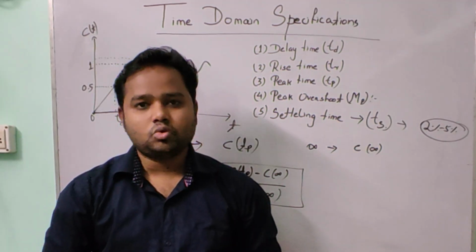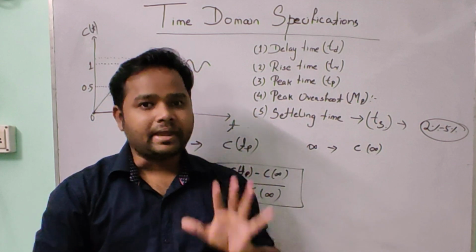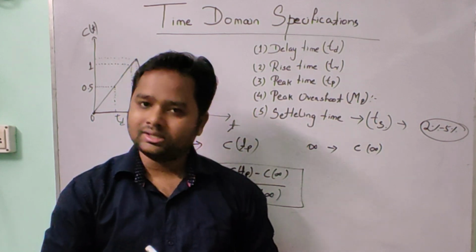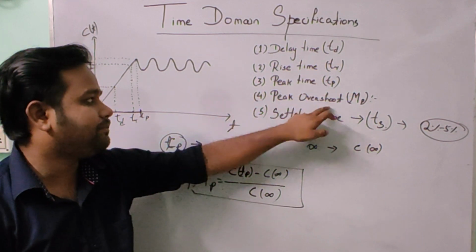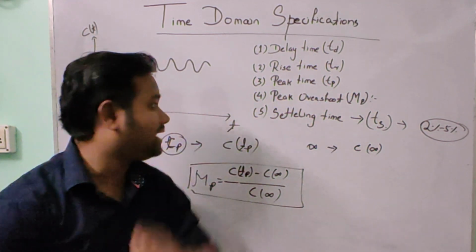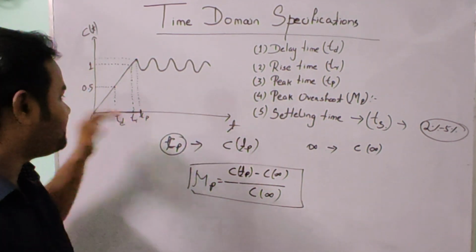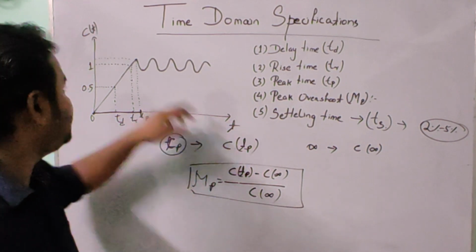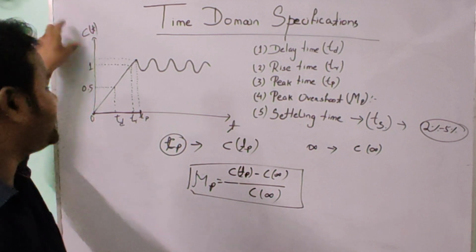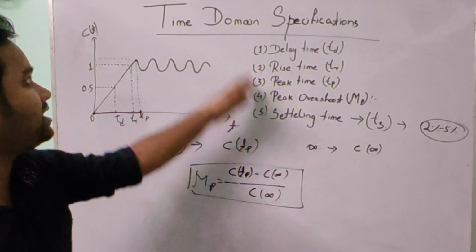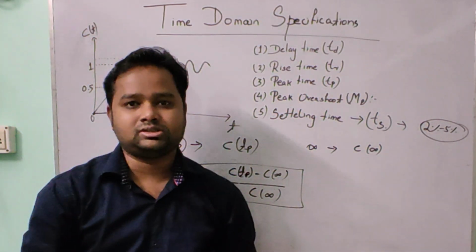In today's class, we have studied the 5 important points for time domain specification: delay time, rise time, peak time, peak overshoot and settling time, using this particular graph. In this graph, on the x-axis time is taken, and on the y-axis C of t, the output, is taken in the time domain. So these are the 5 important parts of the time domain specifications. Thank you.